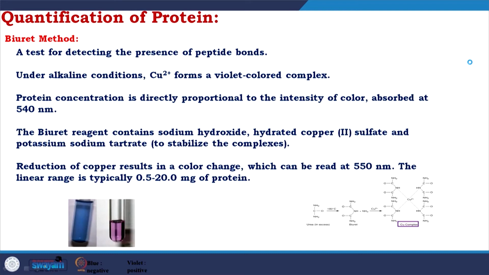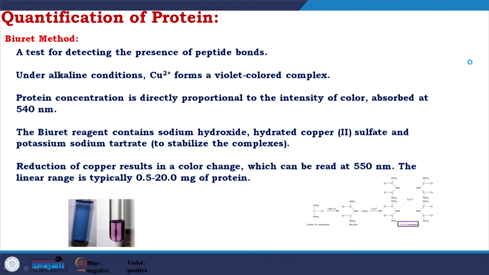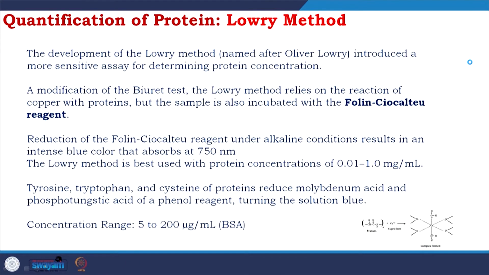The linear range is typically 0.5 to 20 milligram of protein, which means by using the biuret method you could estimate the concentration of protein from 0.5 milligram per ml to 20 milligram, and you see this is the complex form using the biuret method. Lowry method, it is advanced from biuret. What happened? It is named after Oliver Lowry, who introduced a more sensitive assay. It is, as I told, a modification of the biuret test.